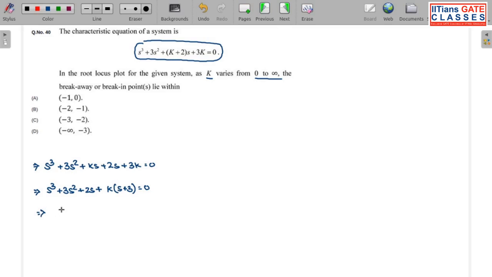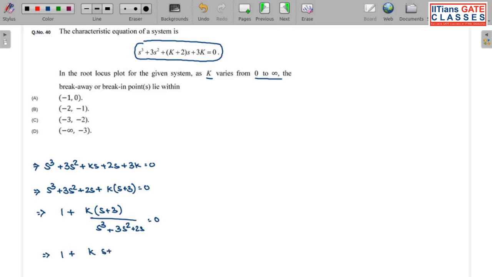Now can I write like this? 1 plus k(s plus 3) divided by s cube, okay, I will take common. Or else I can write one more step, 3s square plus 2s equal to 0. Now can I write like this?